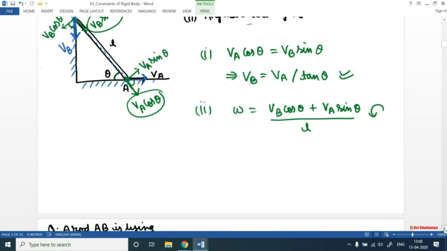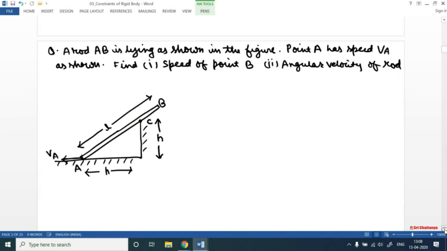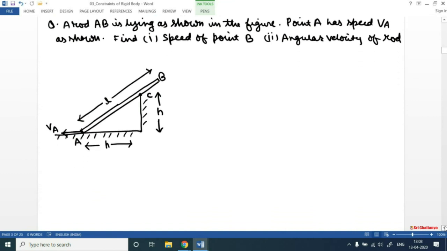Very quickly now, let's move on to another interesting problem, and we will be solving that problem using the velocity constraint. In this diagram, as you can see, we have a rod AB lying as shown in the figure. Point A has a speed VA as shown, and what we are required to find, again, is the speed of point B and the angular velocity of the rod as well. The geometry of this question: you can see this is a right angle triangle, and let's say this point is O, so OC is H and OA is H as well. That gives us that this angle is going to be equal to 45 degrees.